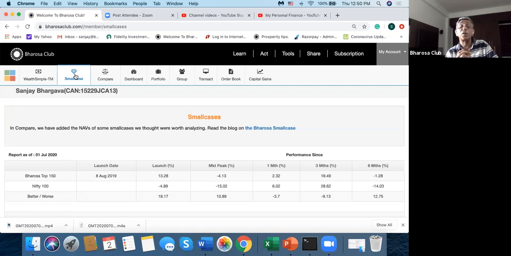So that is essentially all I wanted to cover in the tools. Just to summarize, whether you transact through Bharosa Club or not, Bharosa Club has some excellent tools for you to manage your investments. And these are unbiased, and they should help you a lot in optimizing your portfolio and your investments.